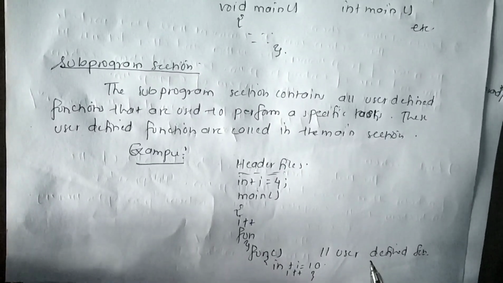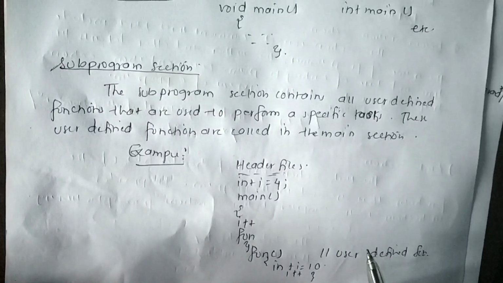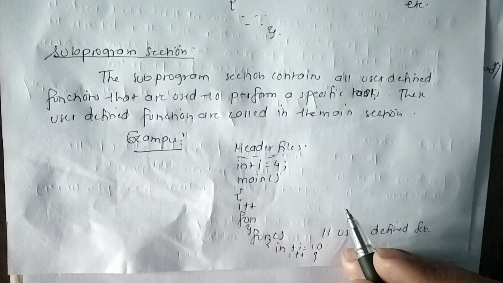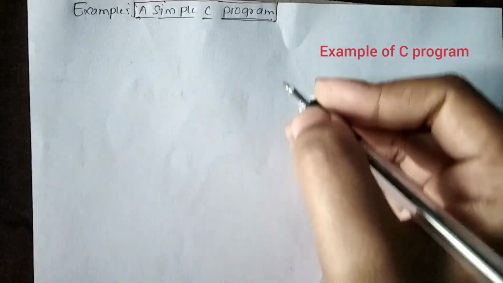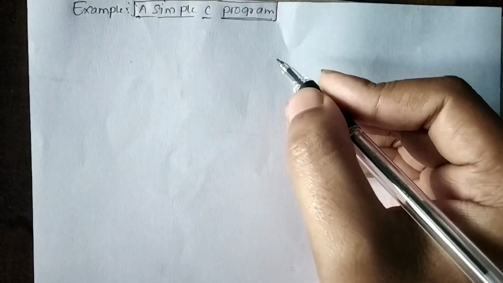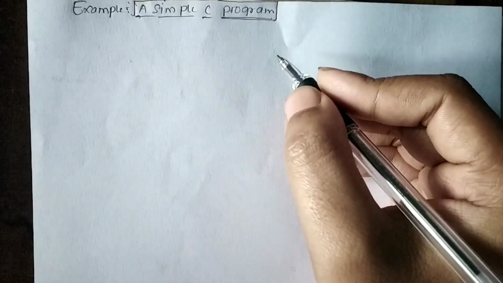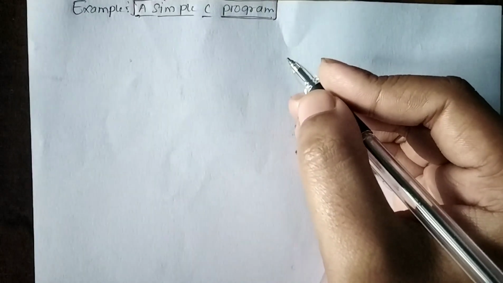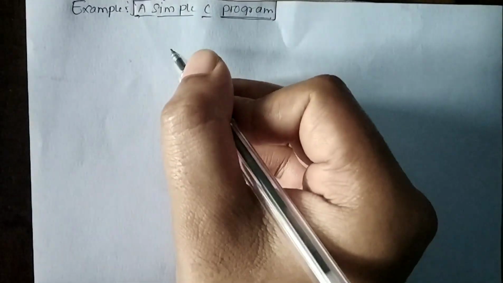Next we will see an example of a C program consisting of the basic structure. Now we will see the example of the C program that consists of the basic structure. So let us start. The first one is the documentation section. The documentation section mainly consists of comment lines.